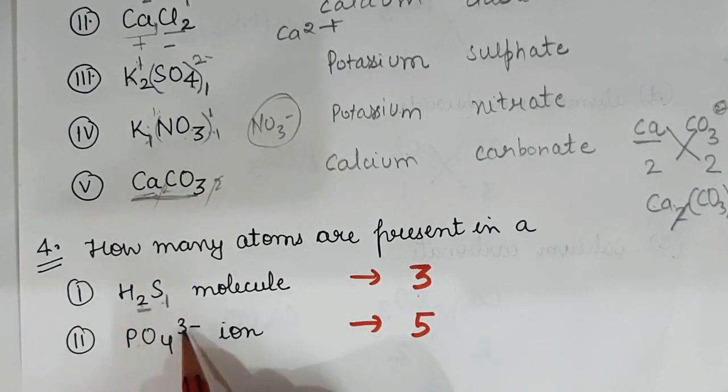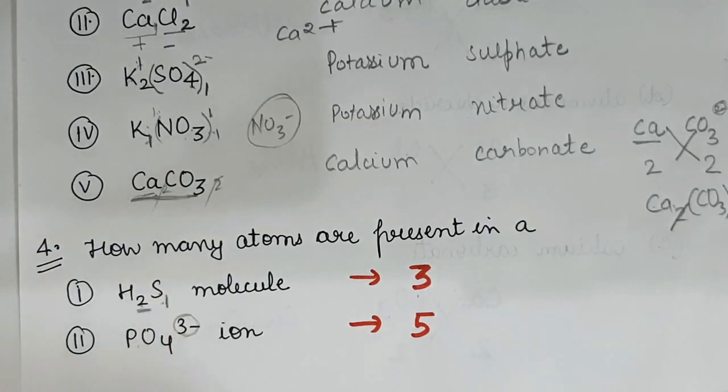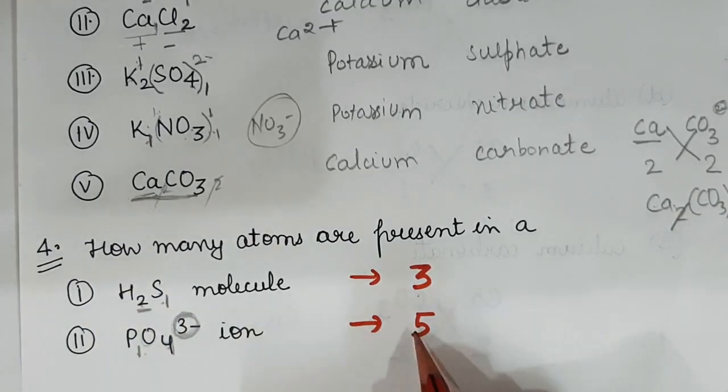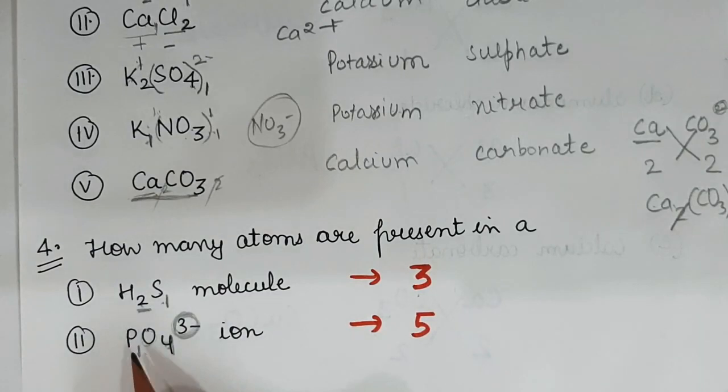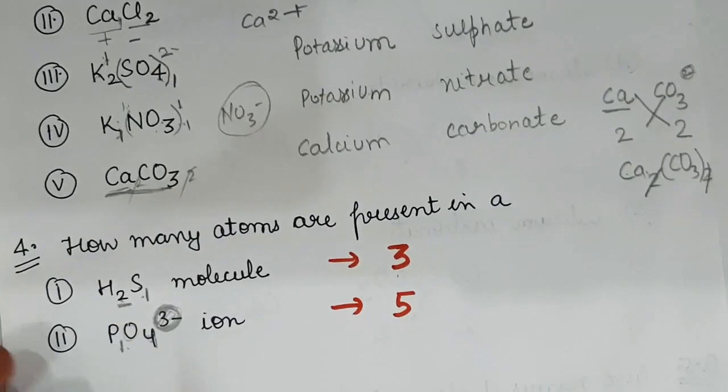Next is PO4 tri-negative. Beta, this 3 is valency. Do not count this. Sorry, it is charge. Okay, we do not count this as atom. This is the charge. How many atoms? Phosphorus, how many atoms? Only 1. And oxygen, how many atoms? Only 4. So 1 plus 4, that is 5. 1 of phosphorus and 4 of oxygen. This is the only charge. Do not count it. Okay.